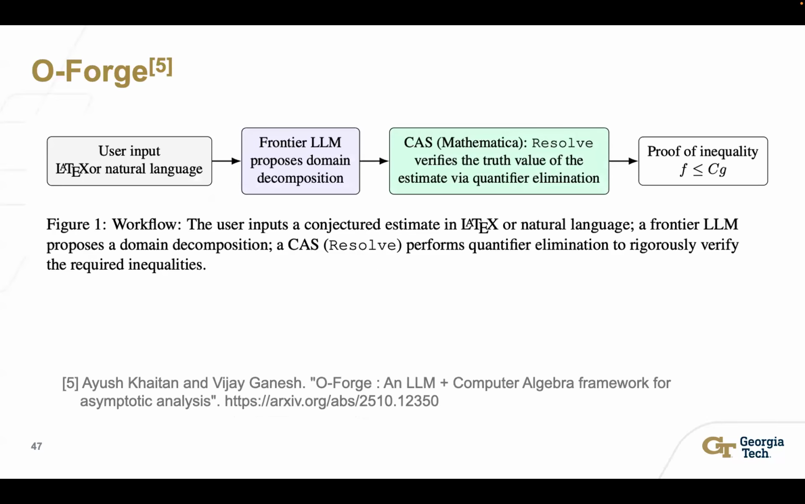And last but not least, with Ayush, we built this tool called OForge. Well, Ayush built the tool. The tool is basically a combination of an LLM, where instead of Lean, we remove Lean and replace it with a computer algebra system. The goal here is to automatically solve certain asymptotic inequalities, where the LLM is really good at doing certain decompositions, which can then be checked downstream using a computer algebra system like Mathematica. Yeah. What sort of functions are these?